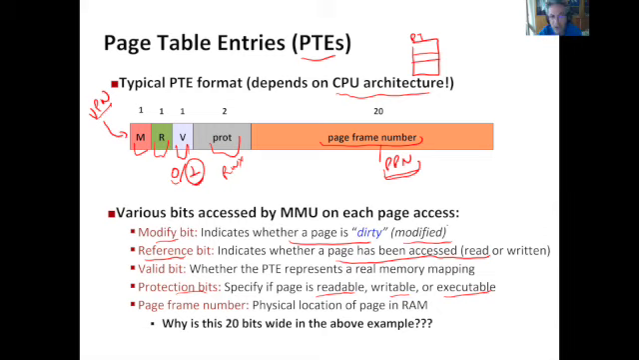Usually, at every, say, 100 milliseconds, all the reference bits are cleared. Then if you have another access within the next 100 milliseconds, it's set again. So this is just 1 bit, but you can clear it at regular intervals to get a feeling for how recently that particular page has been accessed.